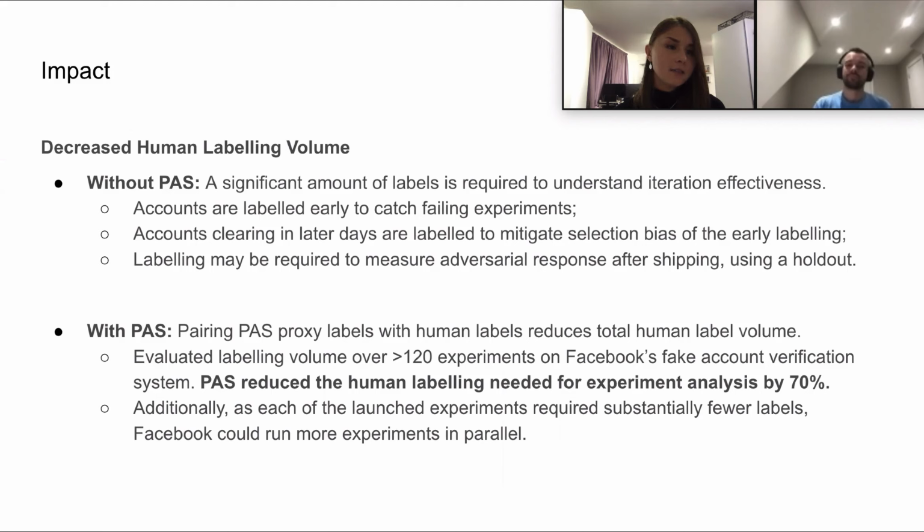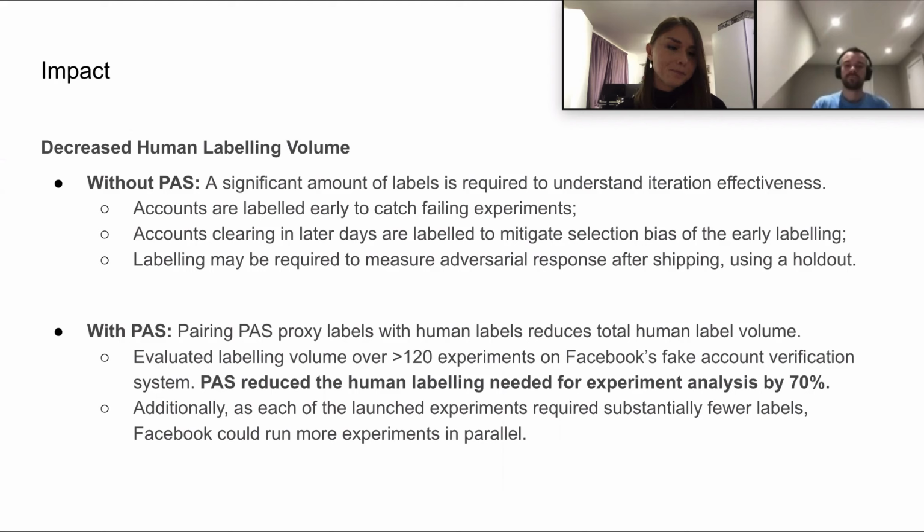Without PASS, a significant amount of labels would be required to understand the effects of an experiment at different stages. Accounts have to be labeled early to catch failing experiments. In addition, accounts clearing in subsequent days have to be labeled to mitigate the effects of selection bias from the early stage labeling. Finally, labeling may be required to measure adversarial response several weeks after shipping a feature using a holdout.